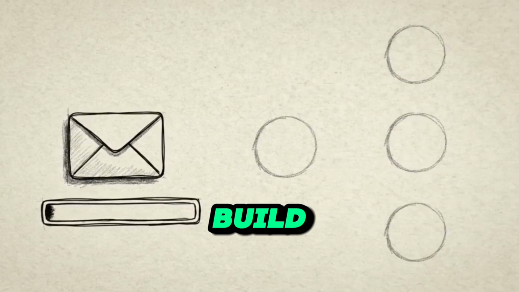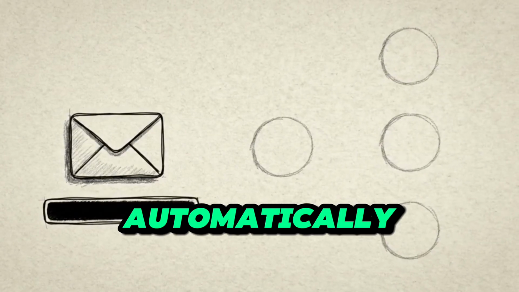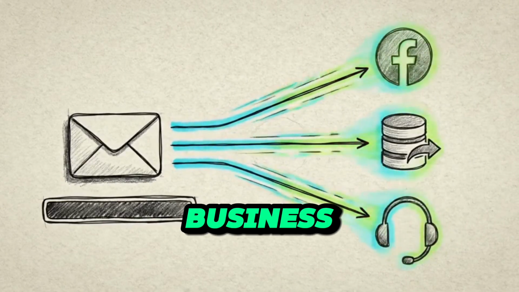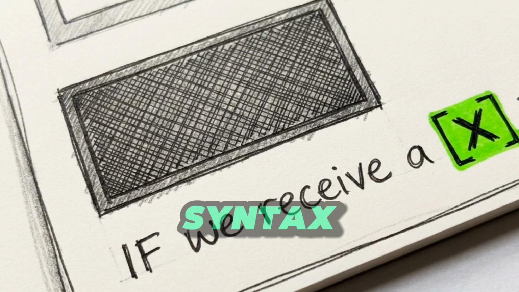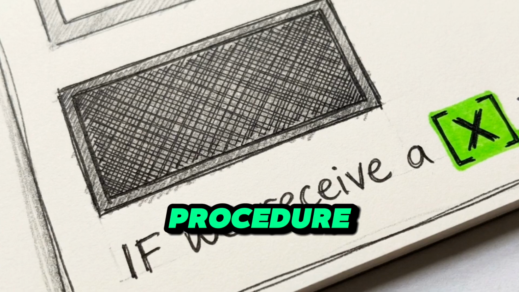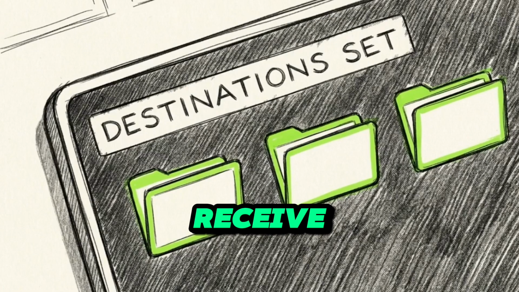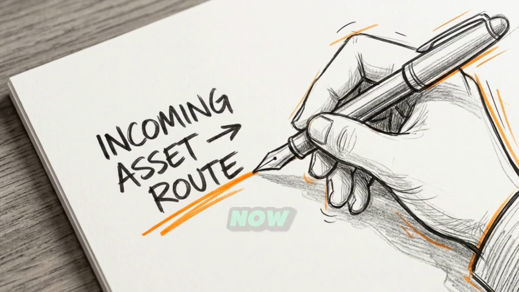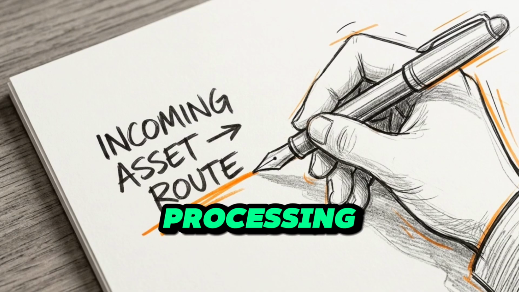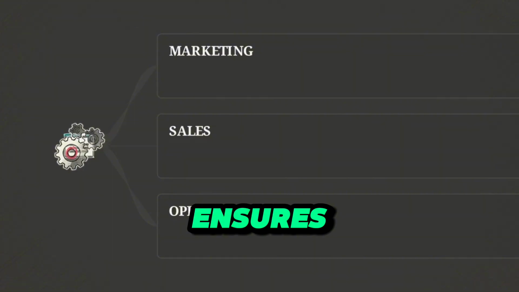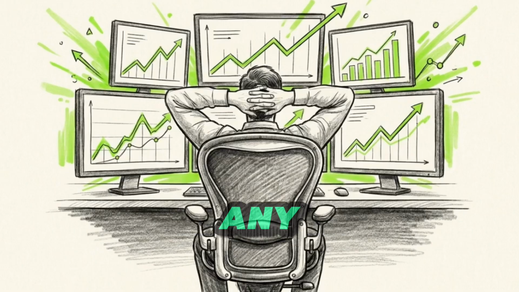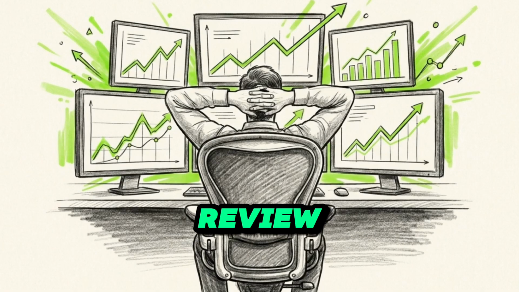To solve that, we build a systematized loop. This automatically routes new assets to multiple destinations the moment they arrive in your business. This text graphic shows the exact syntax you need to build a standard operating procedure. It dictates that if we receive asset X, then we automatically send it to destinations A, B, and C. Write down your specific if-then rule right now based on the anchor asset you just finished processing. Cementing the system ensures every future asset you acquire yields a multiplied return on investment without requiring any additional management effort from you.